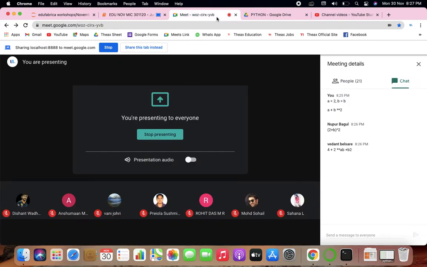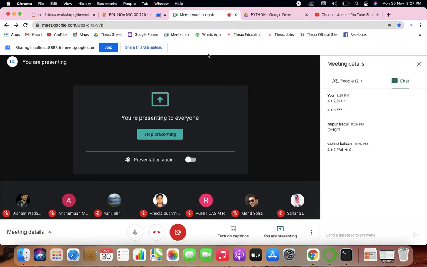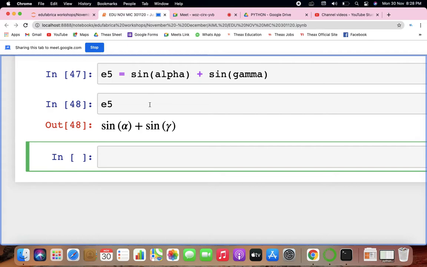So you can see, right? Okay, so you see sine alpha plus sine gamma and all these things, right? Very simple things I'm talking about right now, right? So substitutions and all. Okay, fine.